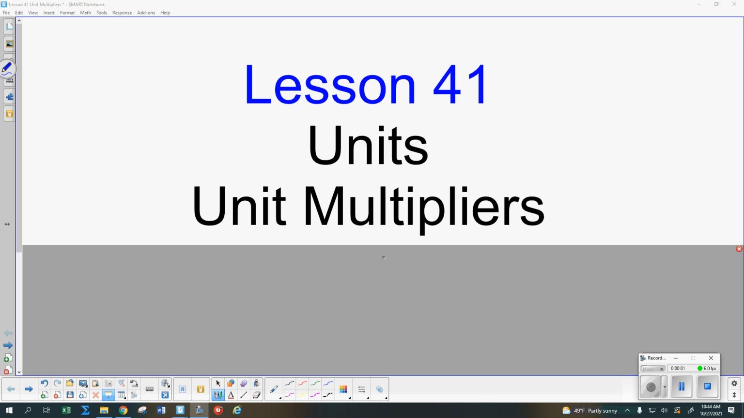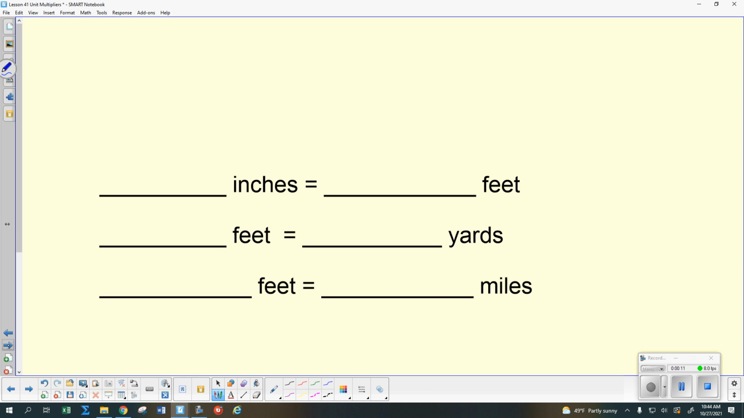So, lesson 41, we're reviewing unit multipliers, how to change from one kind of unit to another. We also review some of the units of what kinds of units are equal to others. Hopefully you guys know all three of these, or at least the first two. Do you know how many inches and how many feet are equivalent to each other?